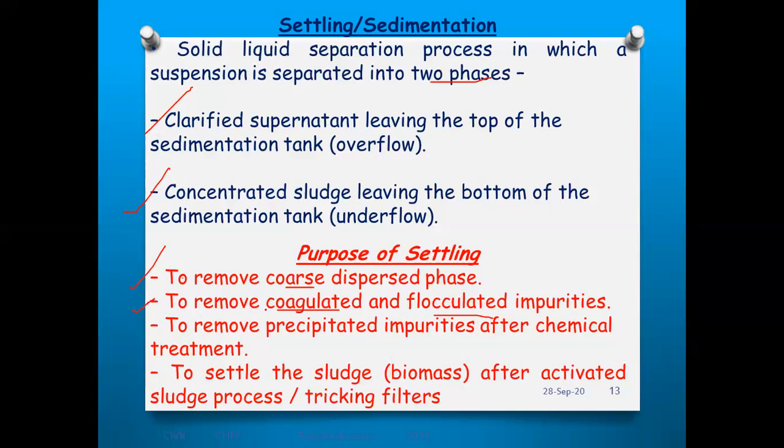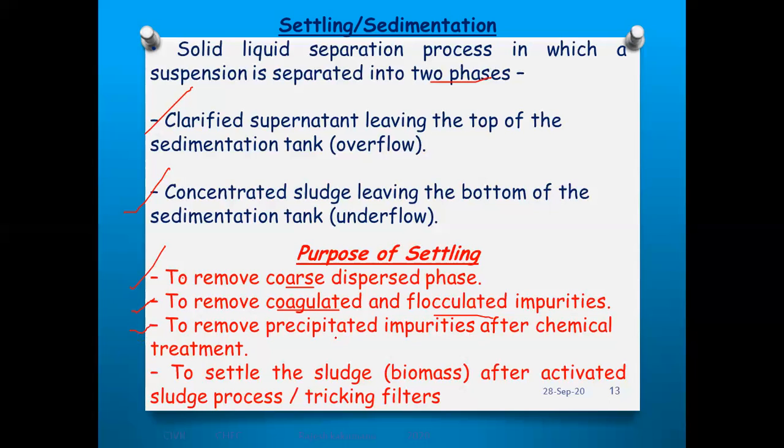Coagulation and flocculation are the next units we will discuss. Next, to remove precipitated impurities after chemical treatment. Whatever impurities you have in the water, once we precipitate them by the chemical process, they are also removed. That is the main purpose of settling.